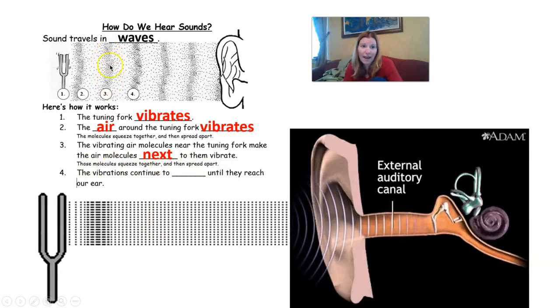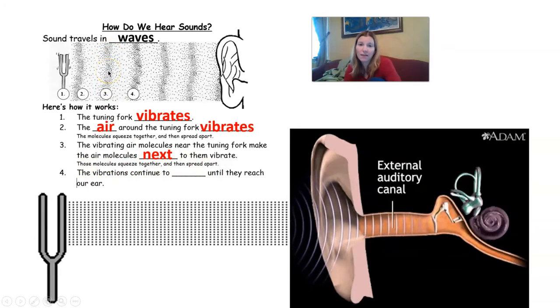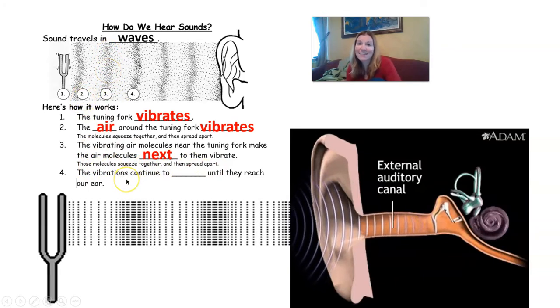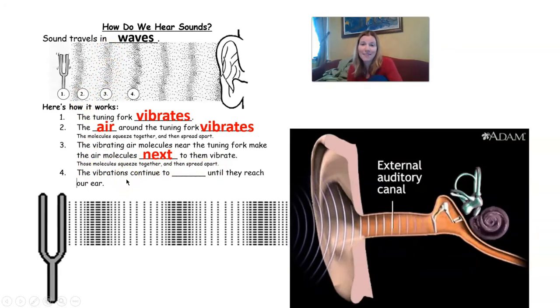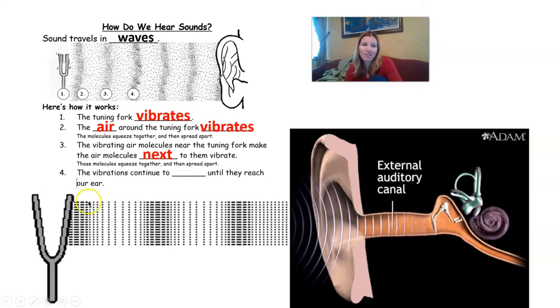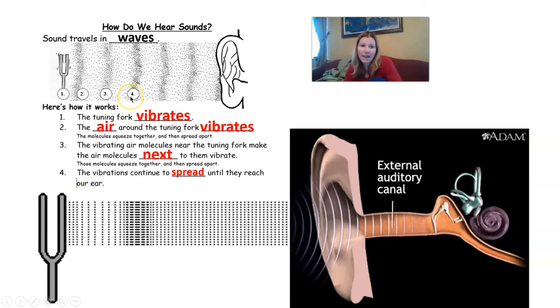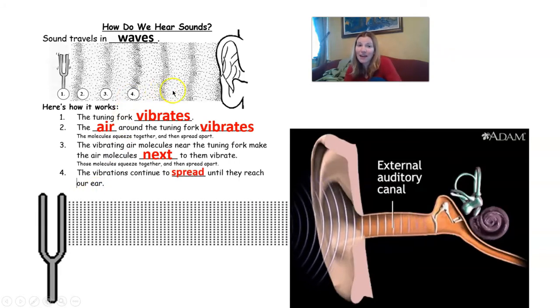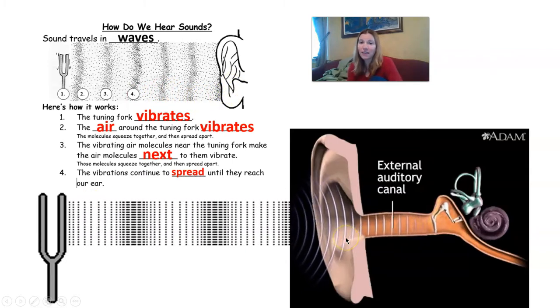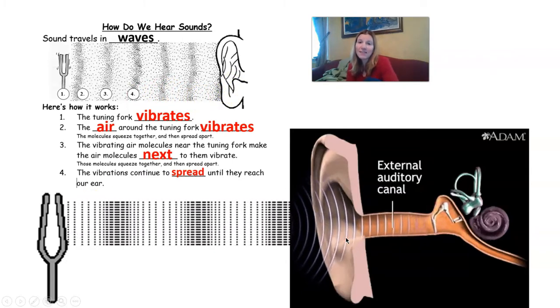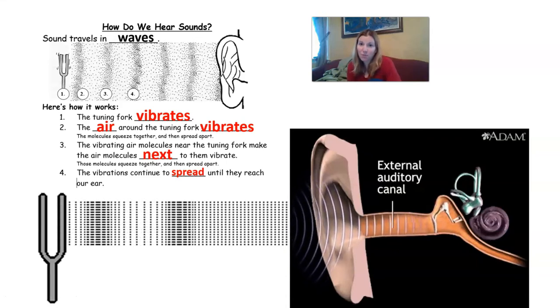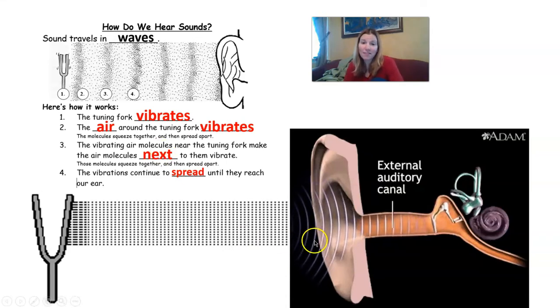So now further out, more of the air molecules around it are vibrating. And it's kind of like dominoes where they're passing that pattern of vibrations along. And then in step 4, the air vibrations continue to spread until they reach our ear. So that's how we're actually able to hear a sound across the room, is because the vibrations are spread through the air molecules until they reach our ear.